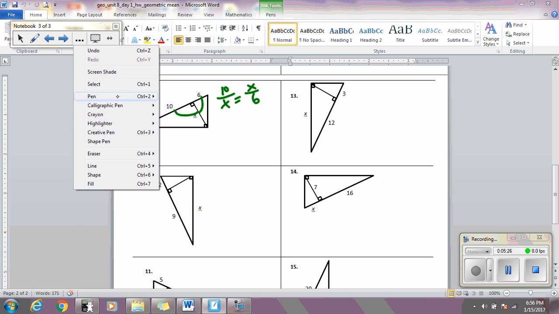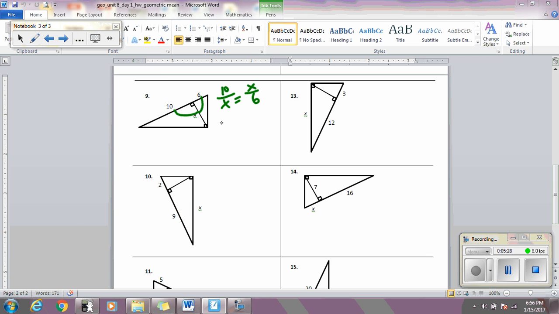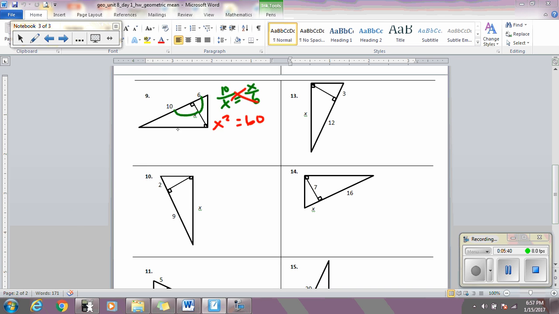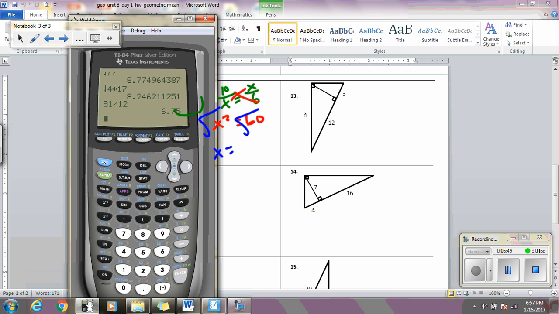And now we cross multiply. So x times x is x squared. And then 6 times 10 is 60. And now again, I'm going to have to take the square root of both sides to get x by itself. So x equals the square root of 60, which is approximately 7.7.